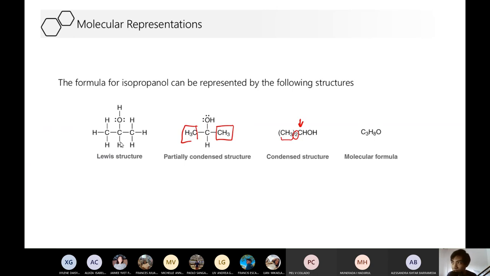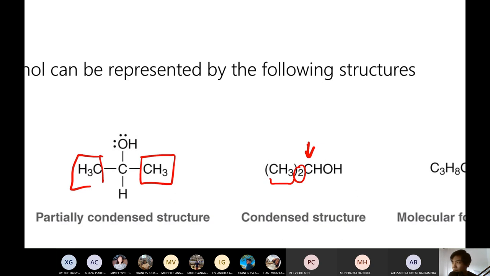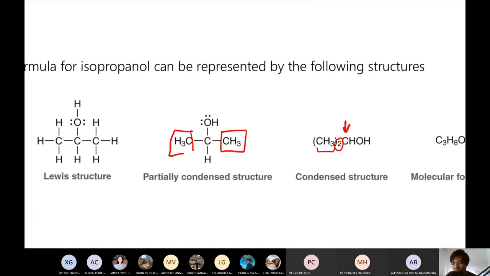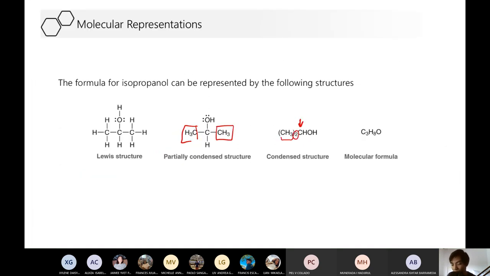So pwedeng by Lewis structure, pwedeng partially condensed, wherein yung mga bond ng hydrogen hindi na pinapakita. And we have the condensed structure, kung saan pinapakita na lang natin how many of this group is connected to the atom. So ilang CH3 yung nakakonekta sa carbon? Makikita natin yon as subscripts. Dalawa daw. Anyway, malalaman naman natin yan sa mga susunod pa nating topics.